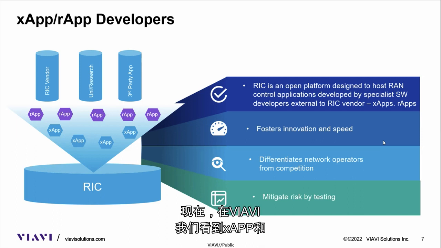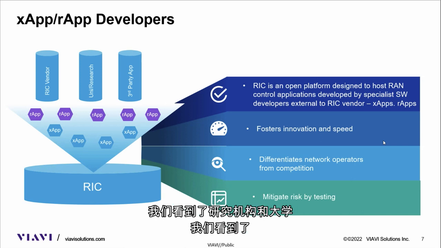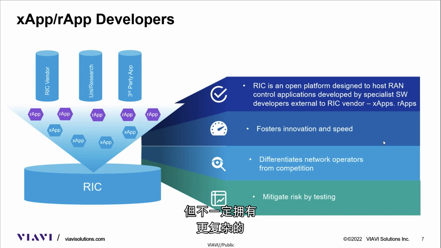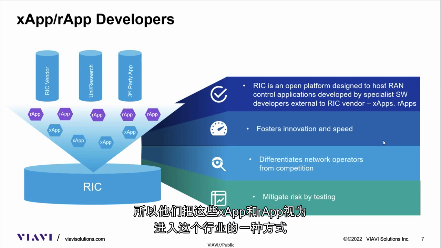Now, we, as in Viavi, are seeing XApp and rApp developers coming from 3 different types. We're seeing the RIC vendors themselves, we're seeing research bodies and universities, and we're seeing third-party startup companies who have spotted an opening and don't necessarily have the telecoms background for more complex infrastructure development. So they see these XApps and rApps as a way of getting into the industry.